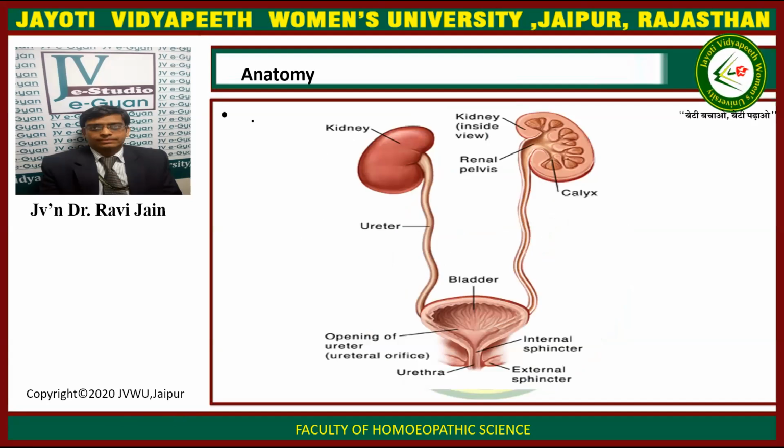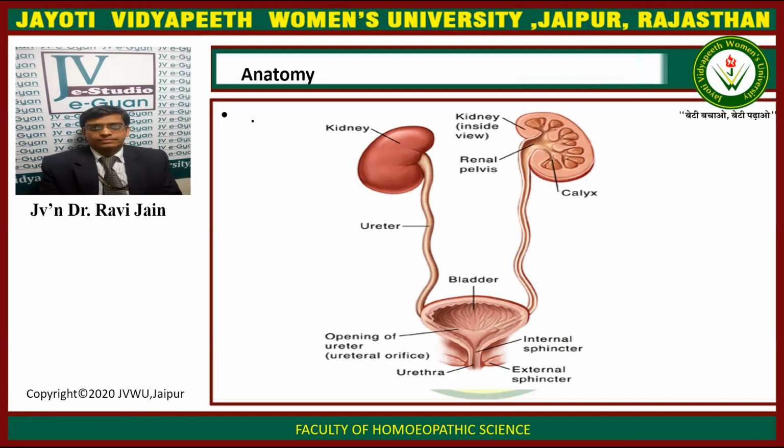So this is the normal simple structure of the gross anatomy, where the kidney is situated. What is there in the kidney? Inside view of the kidney, where you have renal calyces, major calyces, minor calyces. Then from the kidney there arises the ureter. The kidney forms the urine, which is transferred through the ureter to the bladder. There is a bladder and a urethra.